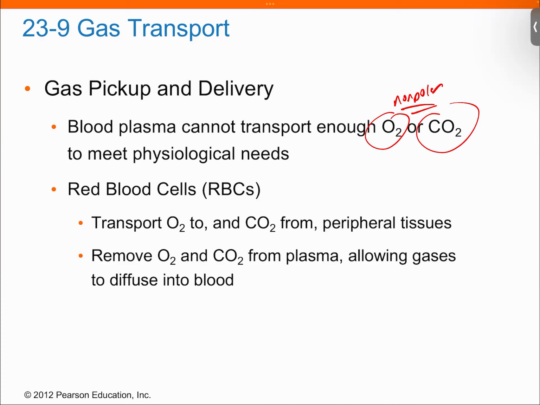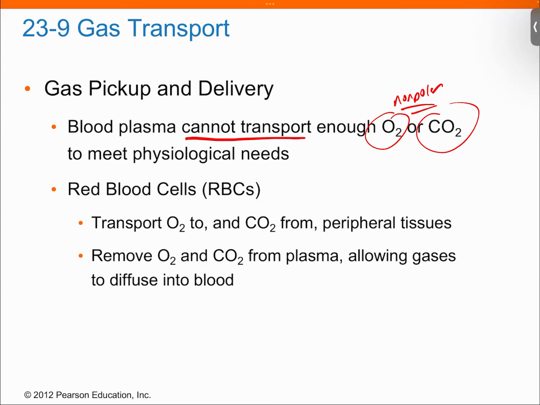And not only that, but you don't have enough solubility in plasma to actually pick up oxygen. So you can't just dissolve oxygen in your plasma and CO2 in your plasma and just carry them that way because it's not efficient, right? There's a reason why CO2 does not want to dissolve in your Coke.